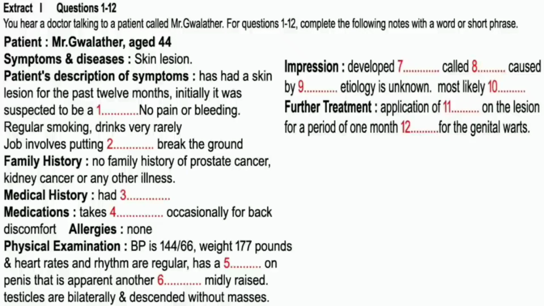Apply Condylox cream on the lesion for a period of 1 month. I suggest a CO2 laser therapy for the genital warts, which is just an outpatient procedure. However, there is a 20% chance of recurrence despite enucleating these lesions. Okay, doctor. I would like to go for a CO2 laser therapy.